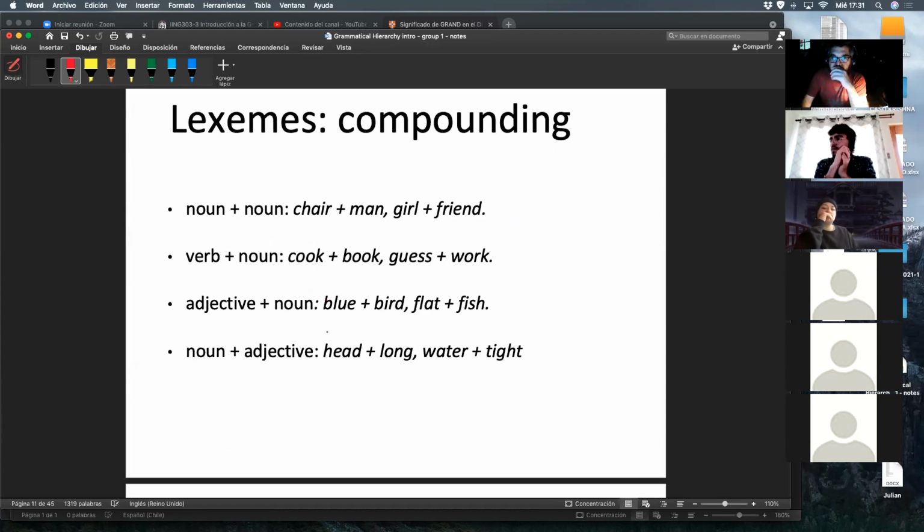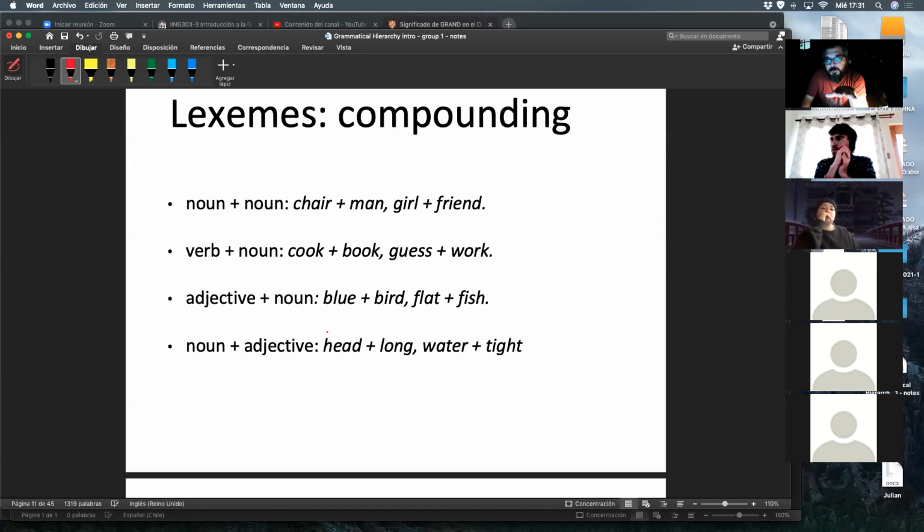So, for example, if I have noun plus noun, then I will have a noun. Therefore, there's no derivation, right? So, chair, noun, man, noun, chairman, noun. Therefore, no derivation. But when I see verb plus noun, so cook, book, verb plus noun equals noun, there's a sort of derivation over there, right? Adjectives plus nouns, nouns plus adjectives.